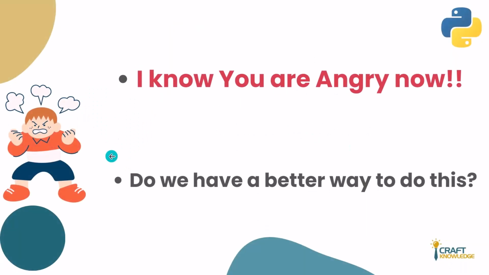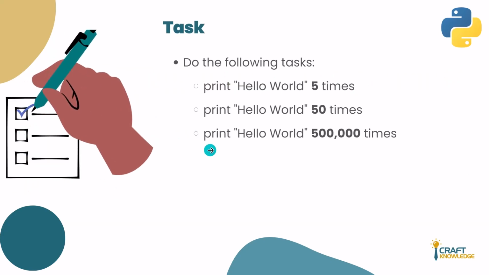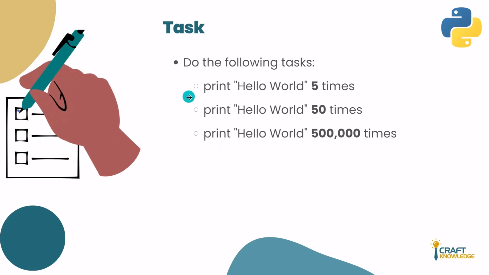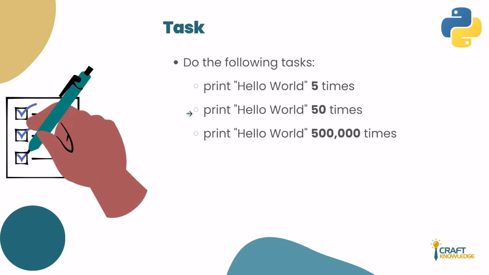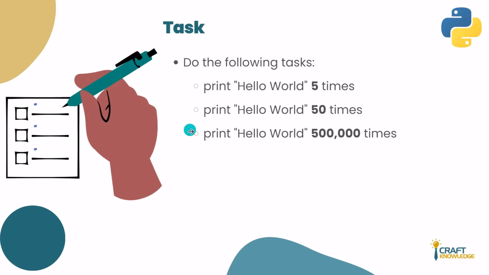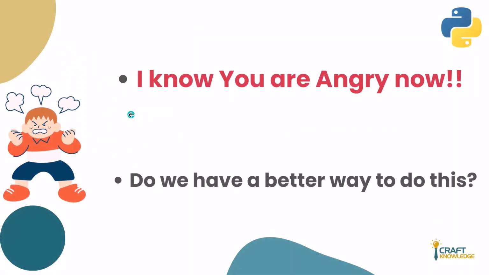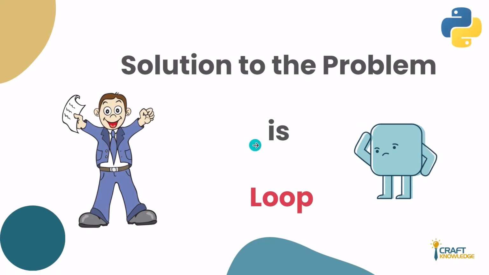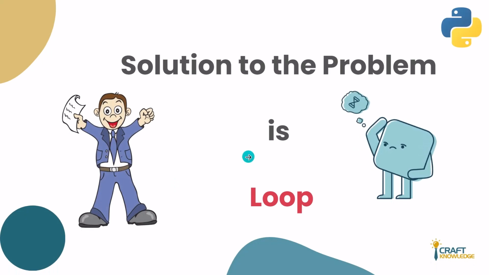Well, I know you're quite angry now. I know no one wants to do that. Everyone hates repetition. Okay, fine, if it is only 5 times. If someone is very patient, then maybe he or she can do it 50 times, but no one is going to do it 500,000 times. So there's a logic why you're angry now. Do we have a better way to do this? The good news is, yes, we have a solution, and the solution is called a loop.